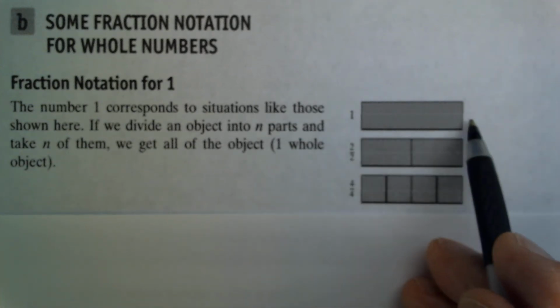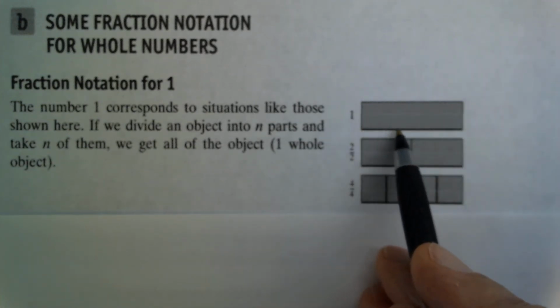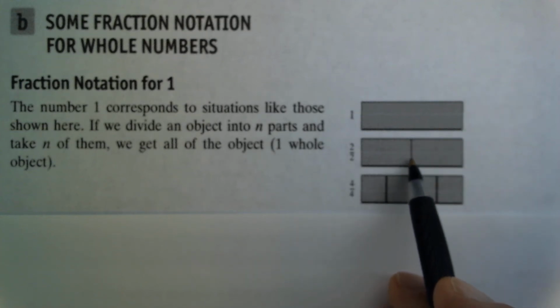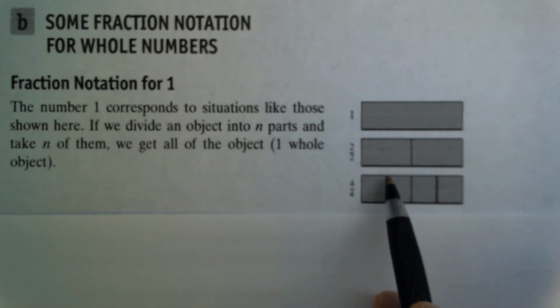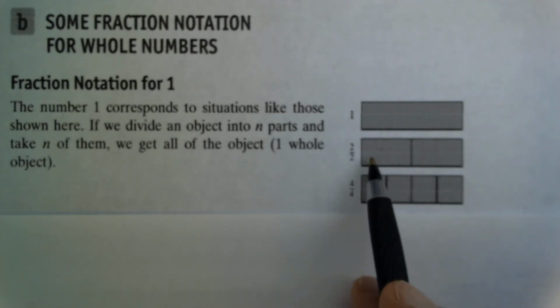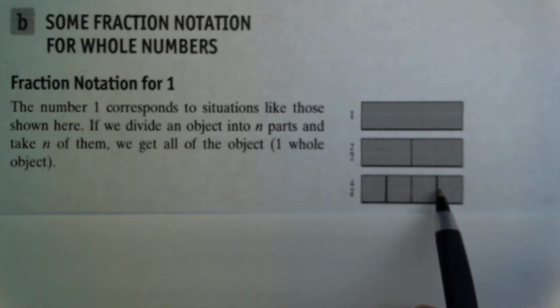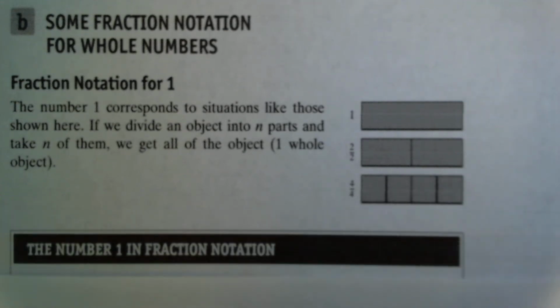So whether it's one object that's not subdivided, or we subdivide it into 2 parts or into 4 parts, when we take the whole, we always get, in this case, 2 divided by 2. Here the unit is 4, but we have 4 divided by 4, etc.